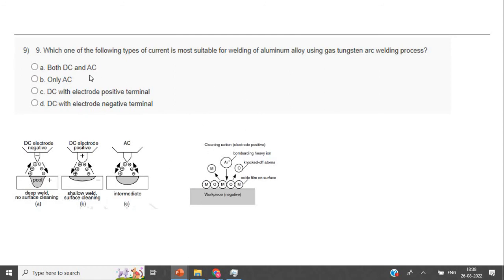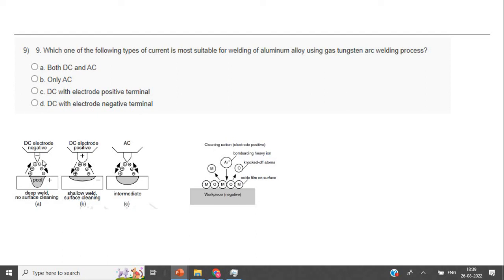So first of all, what are the options? DC current, AC, DC with electrode positive terminal, DC with electrode negative terminal. First of all, we'll understand what DCEP, DCEN and AC are, and particularly why aluminum alloy is specifically mentioned. DCEN means the electrode will be negative and the base plate will be positive. Once the arc is generated, electrons will be generated from the cathode and travel towards the base plate, right?